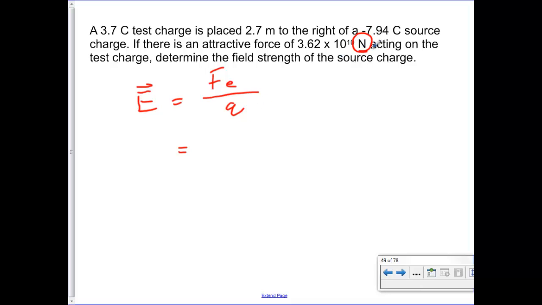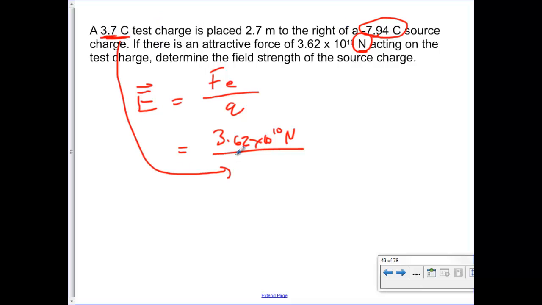And one more thing, I guess. Forces are measured in newtons. So this is 3.62 times 10 to the 10 newtons. Then we have to divide by a charge. We have to make sure we divide by the correct charge. So we're dividing out the object that we're testing. That makes sense? So we actually are looking for the field strength based on this guy. So this guy is the test charge, so this is the one that we're going to divide by. Does that make sense?